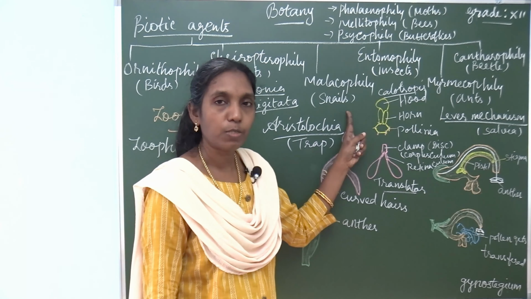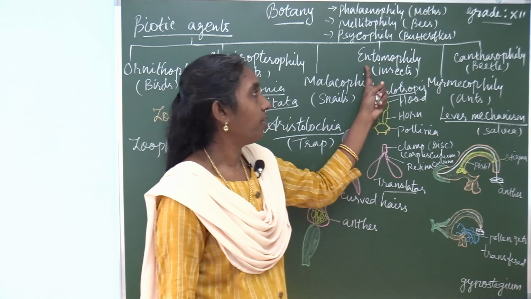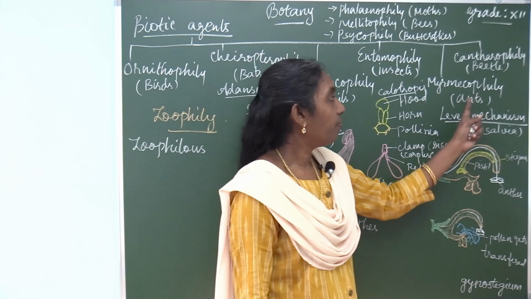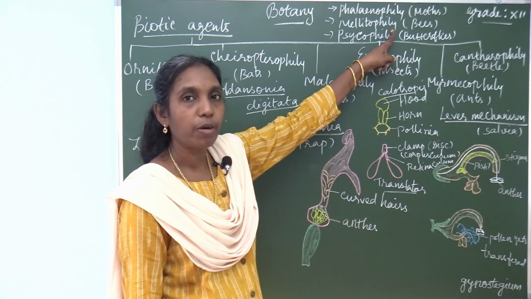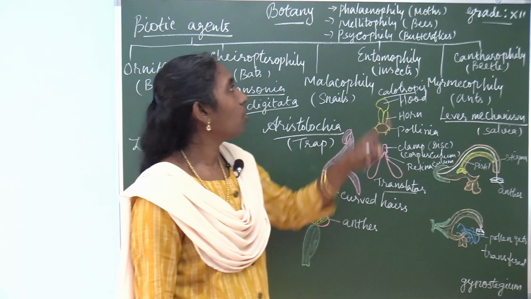And Entomophily, pollination by the agencies of insects. Myrmecophily, pollination by the agencies of ants. Cantharophily, pollination by the agencies of beetles. Then Phalaenophily, pollination by the agencies of moths. Then Melittophily, pollination by the agencies of bees. Psychophily, pollination by the agencies of butterflies.